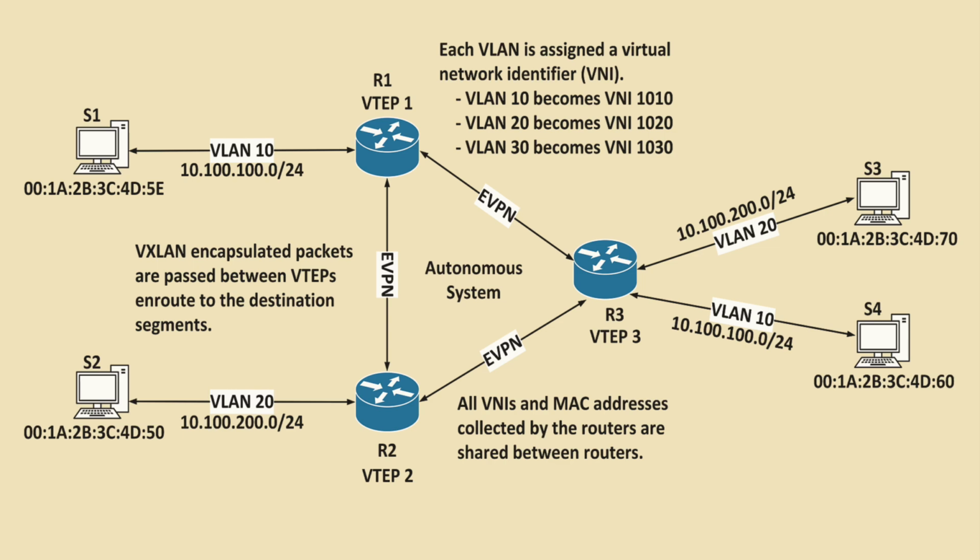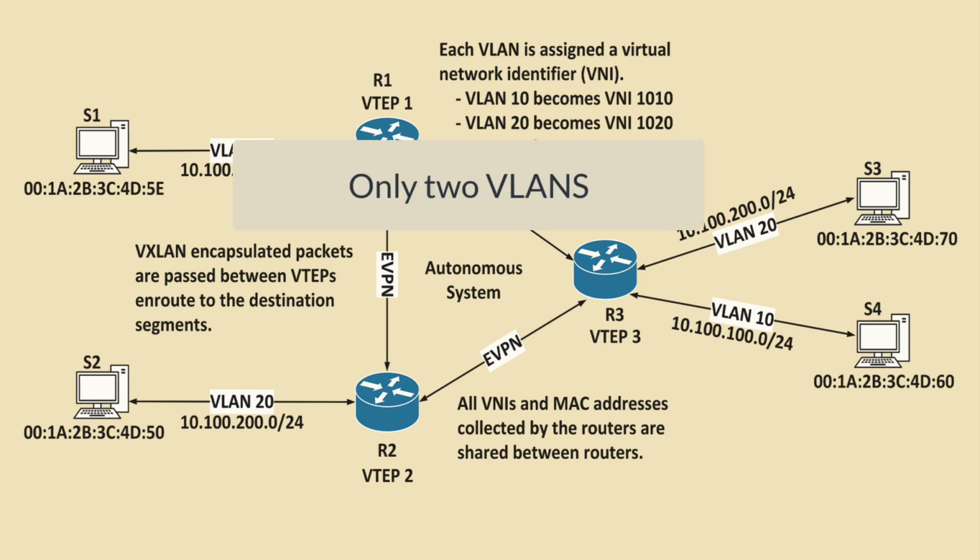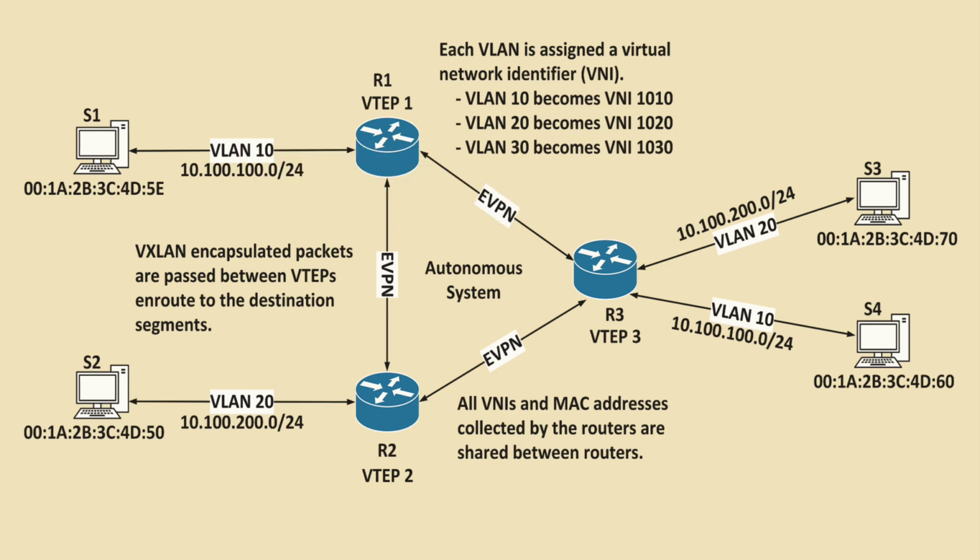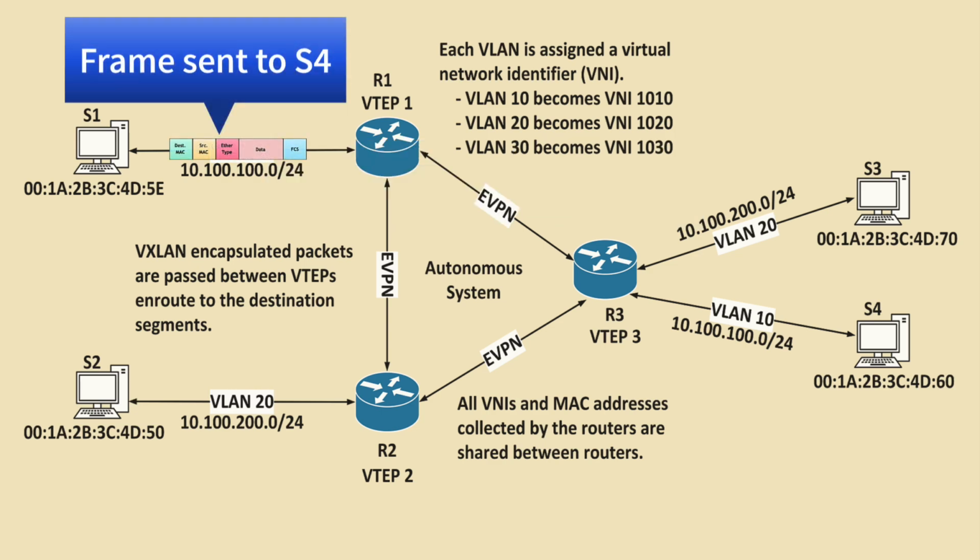Let's walk through a simple example of how EVPN-VXLANs work. Our example network has 3 VLANs across 3 geographically separated locations, as shown in this network diagram. First, S1 sends a packet to S4.